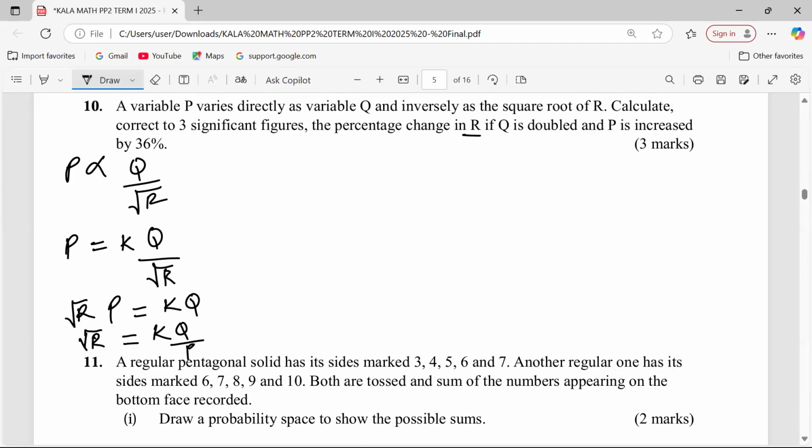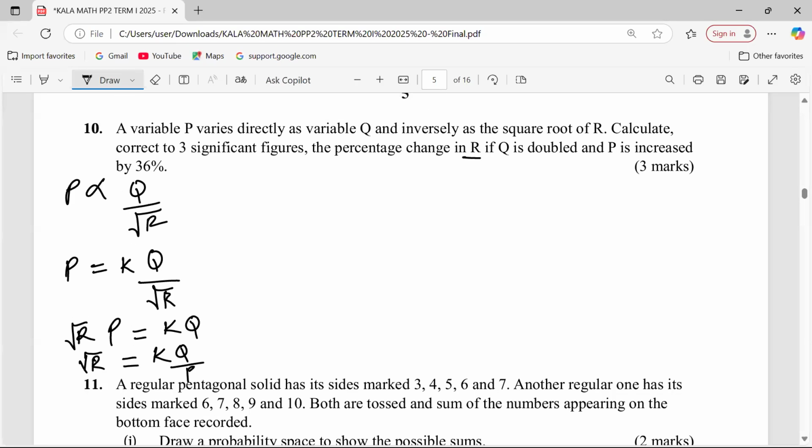And how shall we remain with R now? By squaring both sides. Yeah, we square both sides such that we have the constant squared, Q squared out of P also squared. For us to remain with R, we have to square every side. So that is it. This is the R we want.